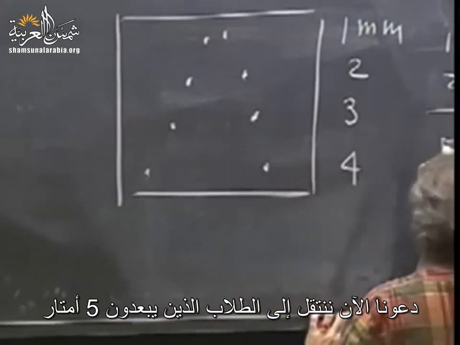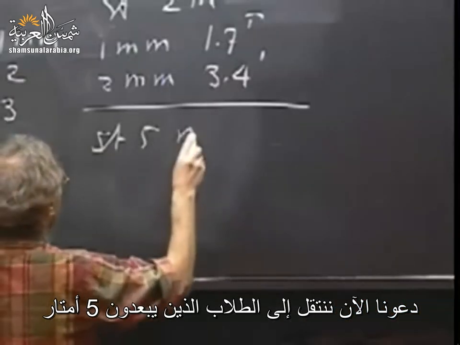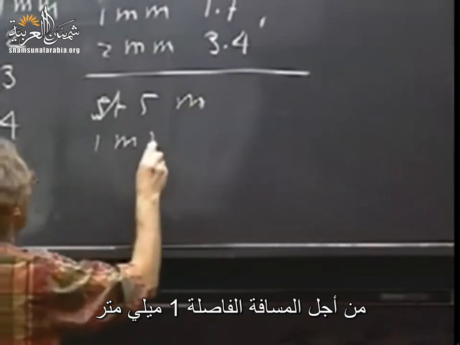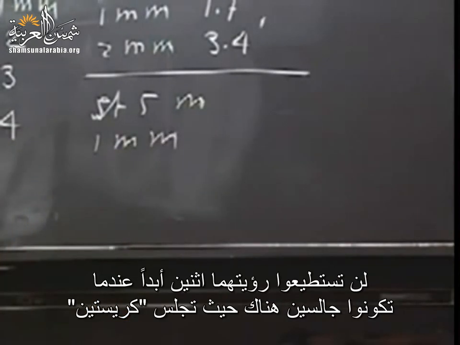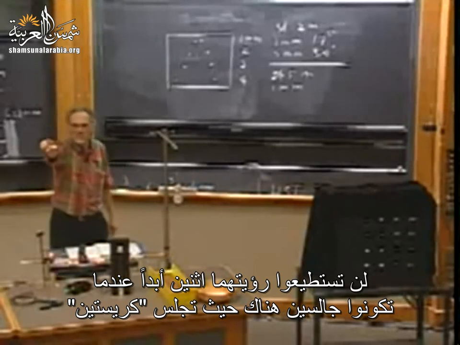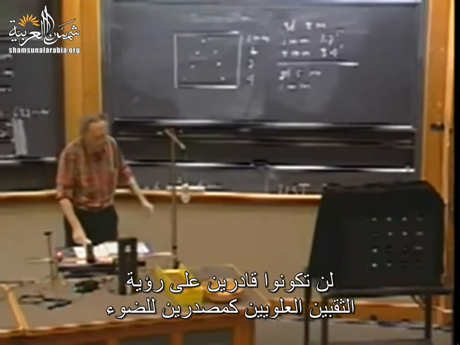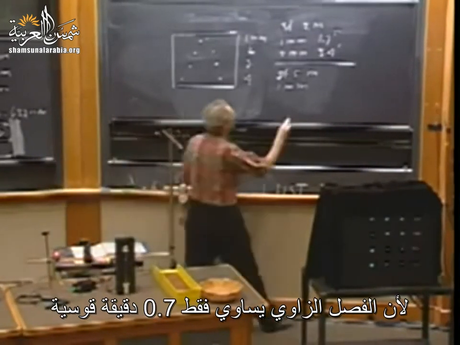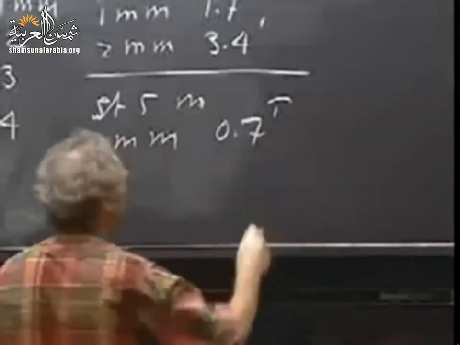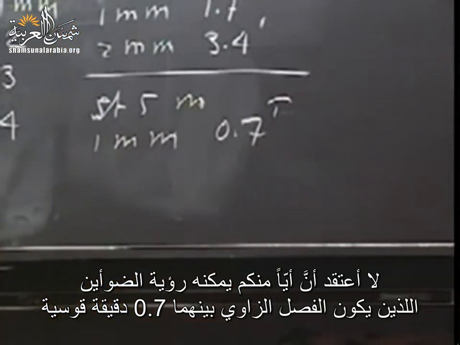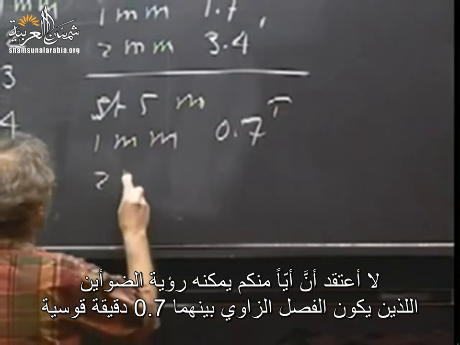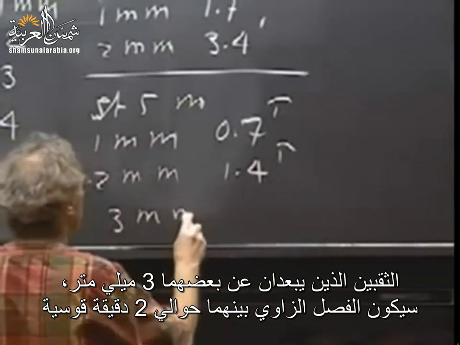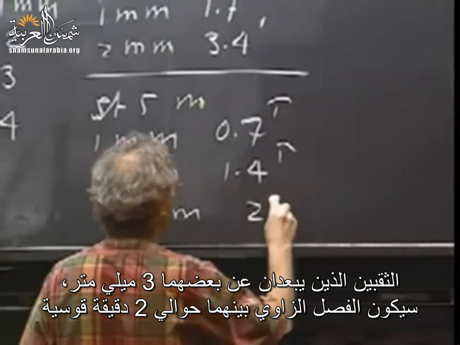But let's now go to the students who are 5 meters away in the audience. If we go to the 1 millimeter separation, there is no hope on earth that you will see that when you're sitting where Christine is sitting. You will not be able to see the upper two as two light sources because the separation is only 0.7 arc minutes. And I don't think that any one of you can see lights that are 0.7 arc minutes apart. The 2 millimeter slots would be 1.4 arc minutes, and the 3 millimeter slots would be about 2 arc minutes.